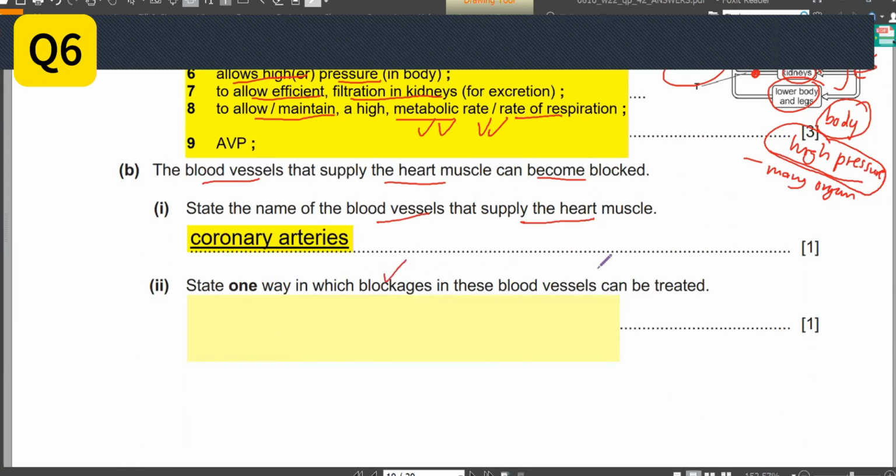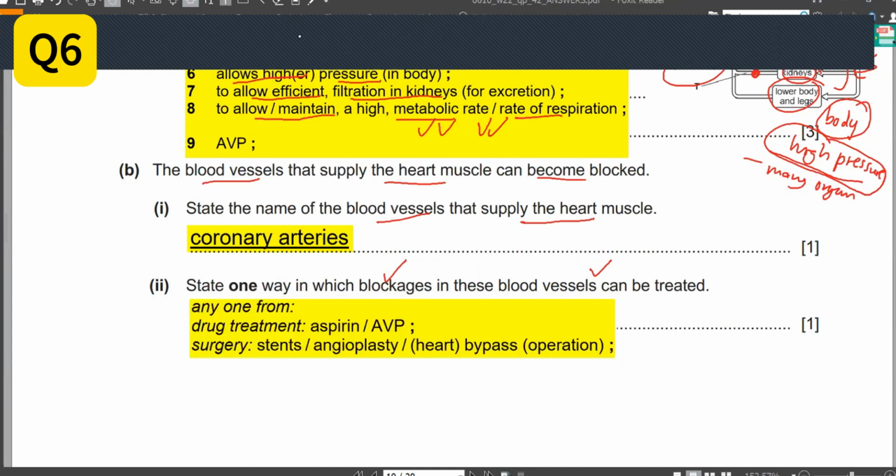One way in which blockages in these blood vessels can be treated. So this is straightforward. Once the blood vessels are already blocked, what can we do? Drug treatment, for example aspirin, or undergoing surgery, or bypass, to remove the blockages, or we straight away change to new blood vessels.